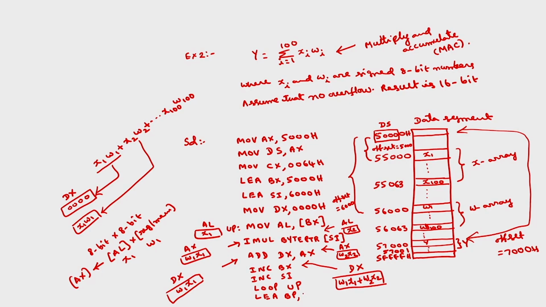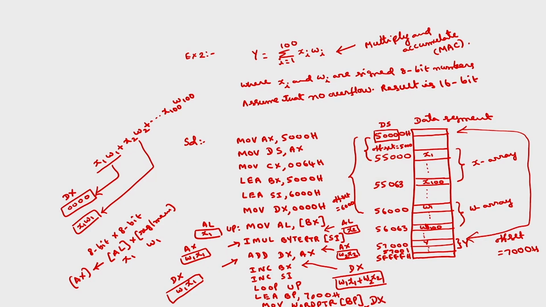So, I am pointing BP to 7000. Then store the result: the 16-bit result y is in DX. So, move word ptr [BP], DX.